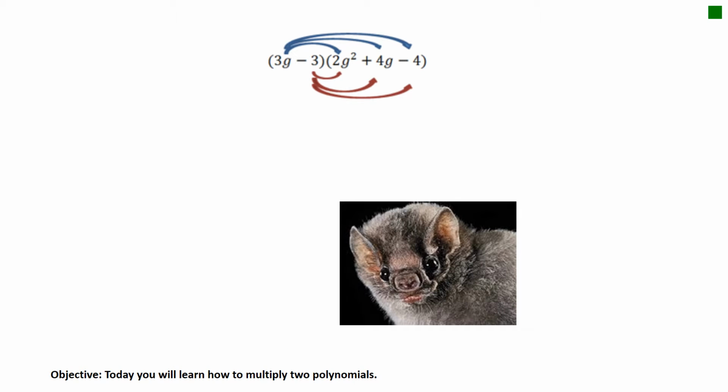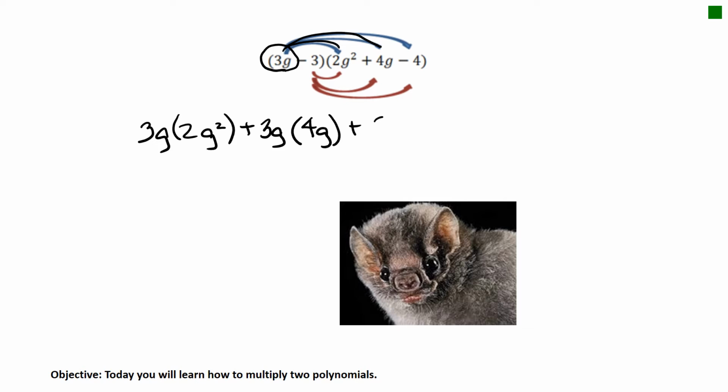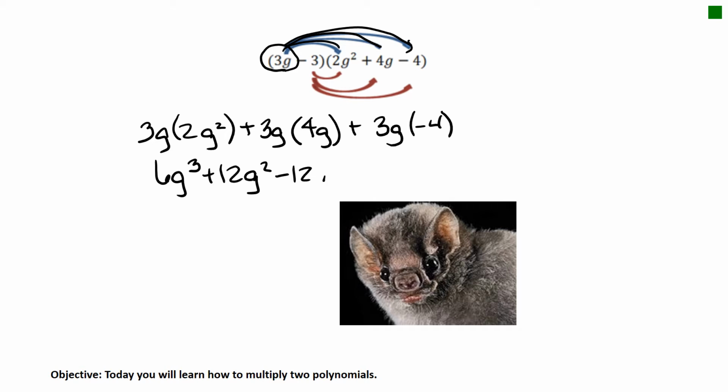Here we go. Extended distribution. It's just like FOIL, but we're doing it a whole bunch of times. We're going to take this 3G and multiply it times 2G squared. See the arrow? Then we multiply that 3G times 4G, and then all the way over here times negative 4. Now I sure wish I had started farther to the left because I'm running out of room, but let's go ahead and do that. So that's going to be 6G cubed plus 12G squared minus 12G.